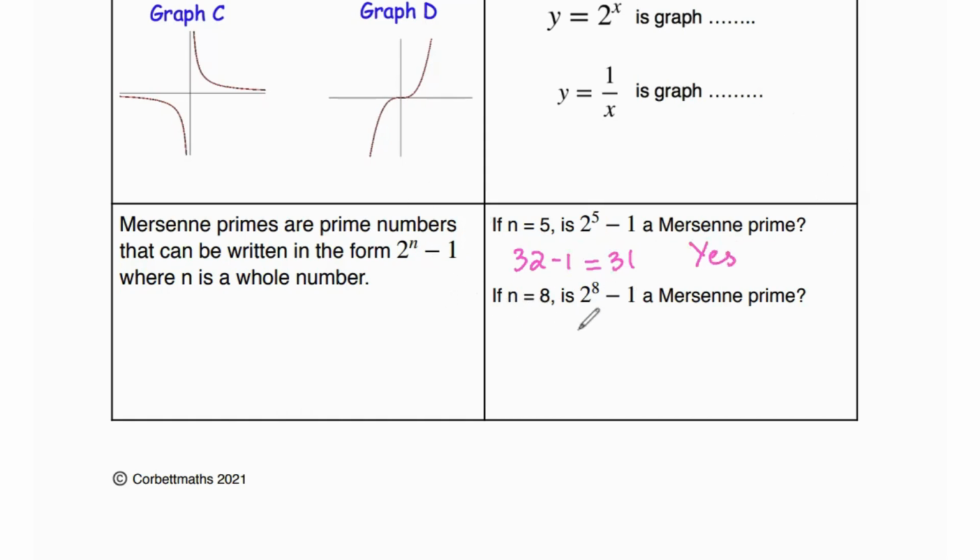Then it says if n equals 8, is 2 to the power of 8 minus 1 a Mersenne prime? Similarly, we find the value of 2 to the power of 8, which is 256. So 256 minus 1 is 255. Now we know if any number ends with 5, it comes in the 5 times table. We can easily see that this number has more factors. It's not just 1 and the number itself. So this is not a prime number, because for a number to be prime, it needs to be divisible only by 1 and itself. It cannot have any other factors. So this is your answer.